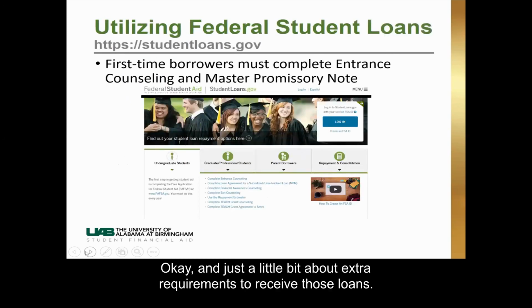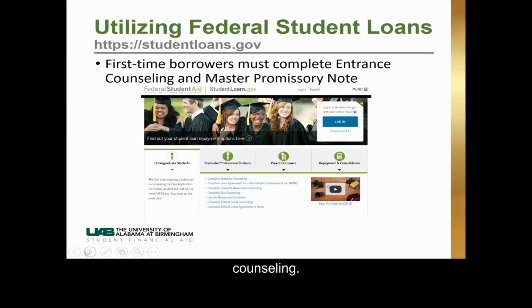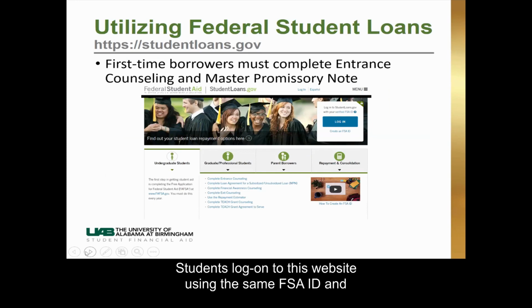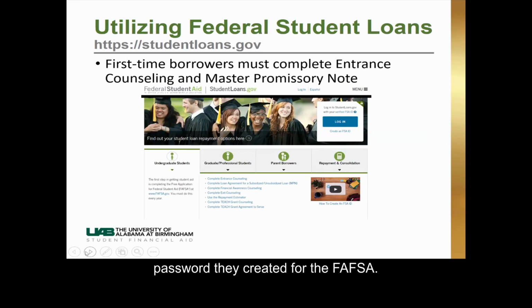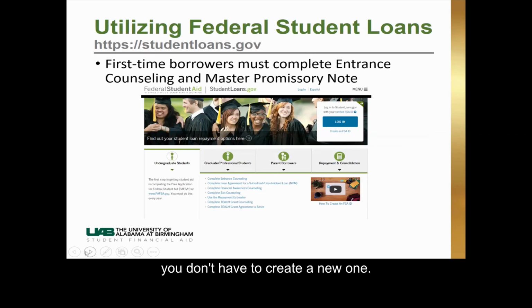Okay, and just a little bit about extra requirements to receive those loans. First-time loan borrowers do have to complete something called entrance counseling, and they also have to complete a master promissory note, and it's through this website, studentloans.gov, and that's just a screenshot of what the website looks like. Students log on to this website using the same FSA ID and password they created for the FAFSA, and so it is the exact same thing they used for the FAFSA. You don't have to create a new one.